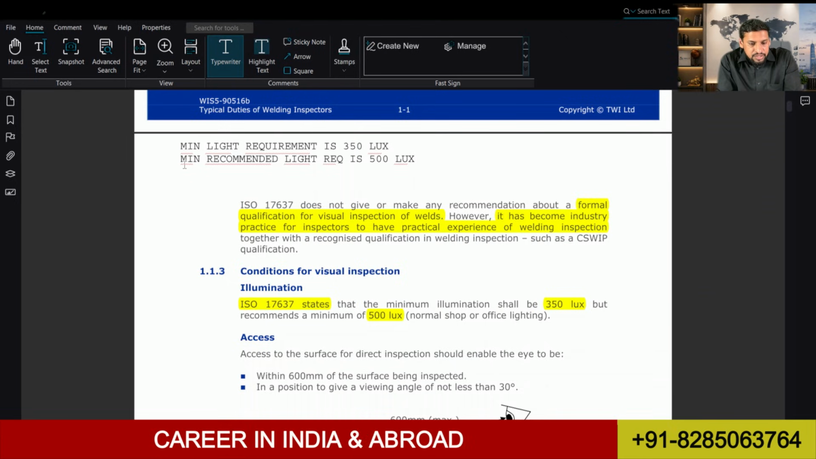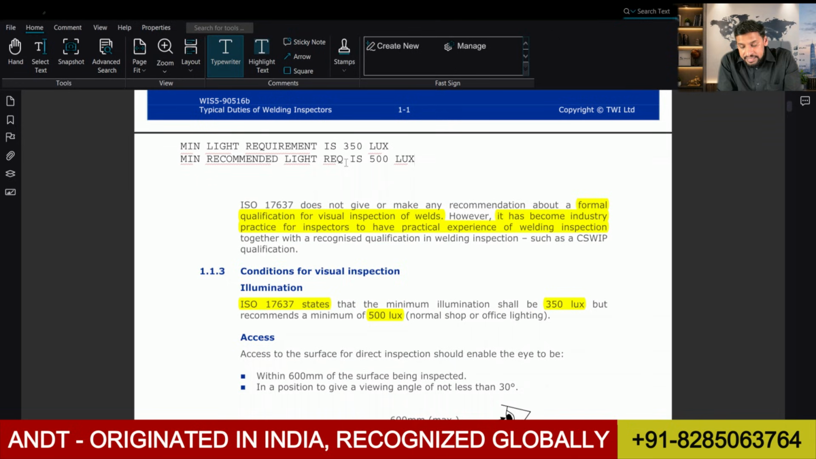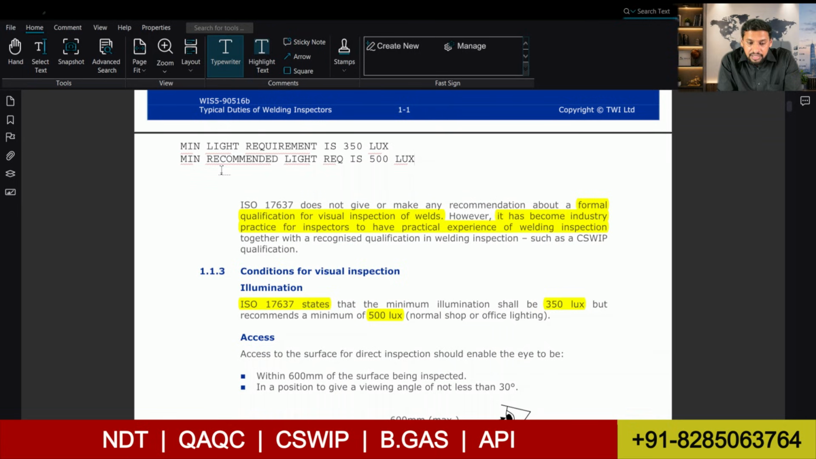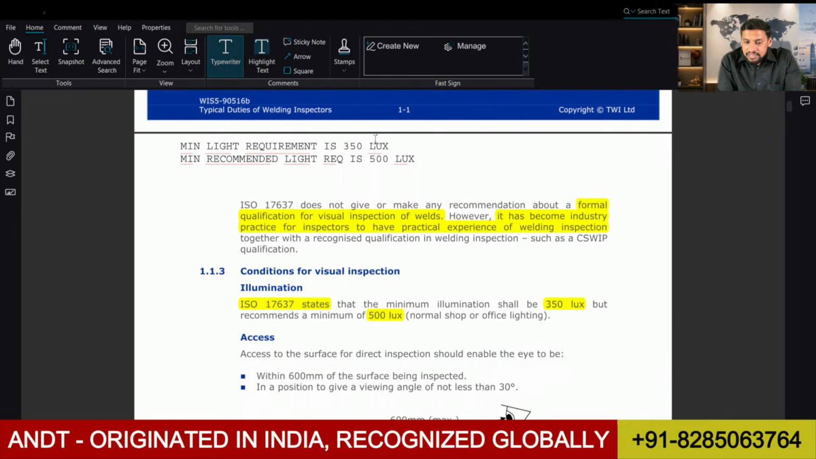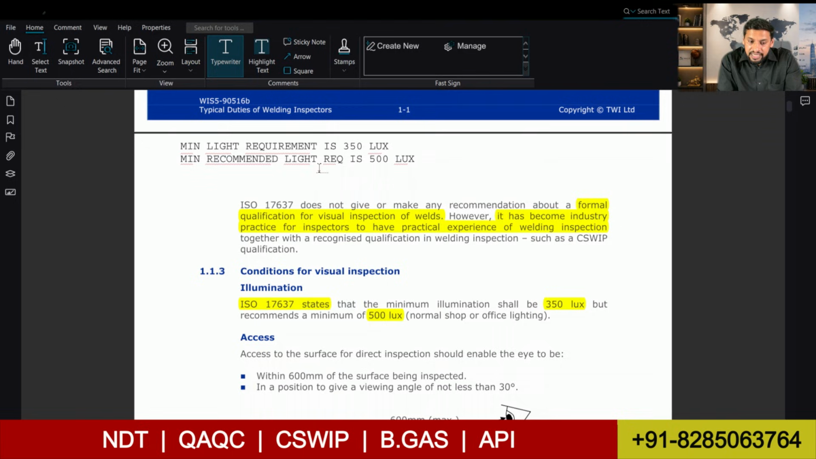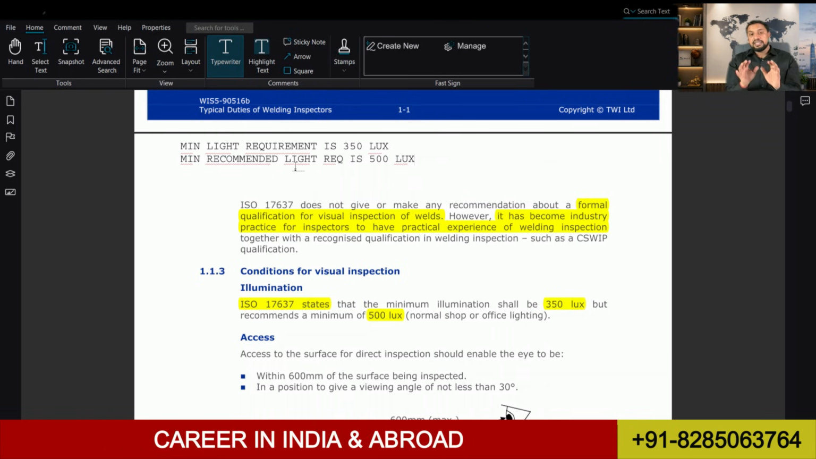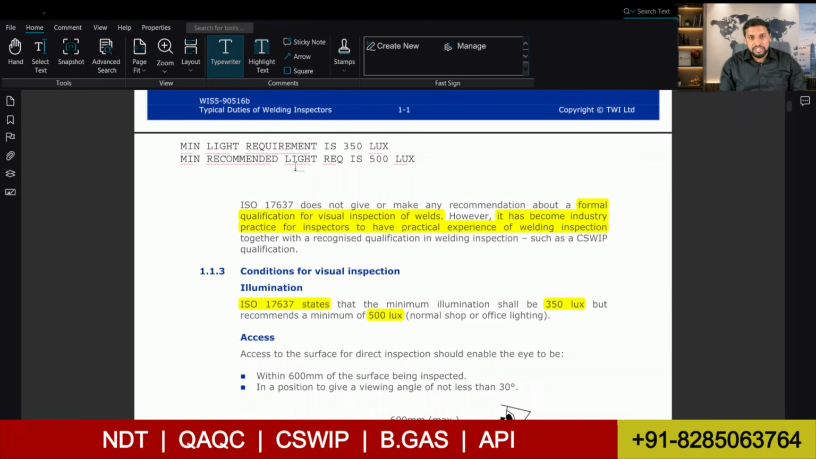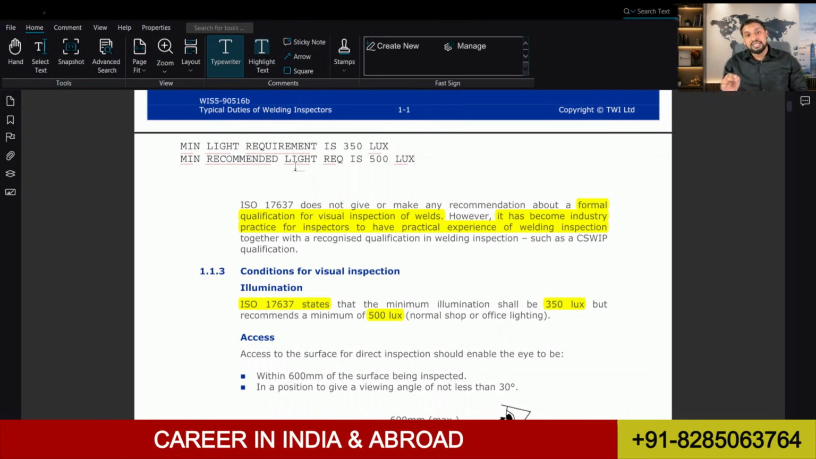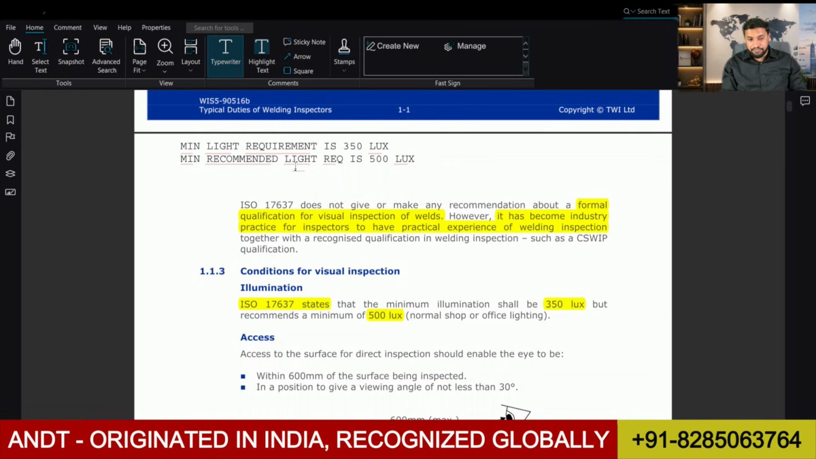In exam they will ask you minimum recommended light requirement is, then you have to write down 500 lux. It is minimum recommended light requirement, and minimum light requirement is only 350 lux. Okay, it means here they are telling you there should be minimum 500 lux light. But if you're not following the instruction, then also in worst to worst case 350 lux is like a bare minimum.